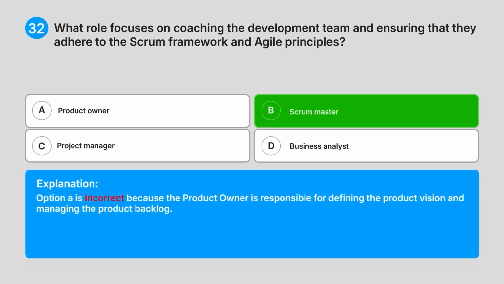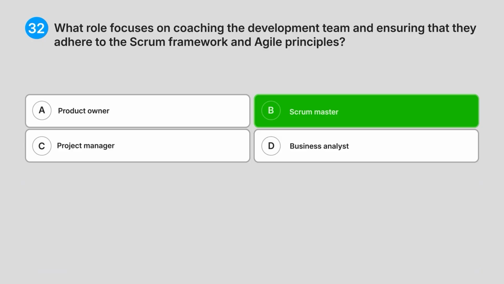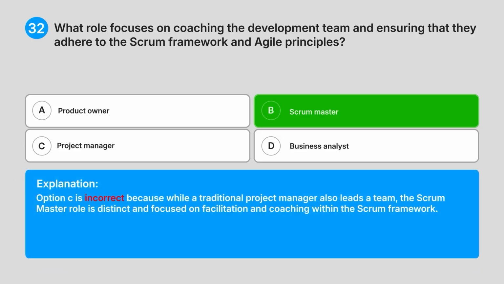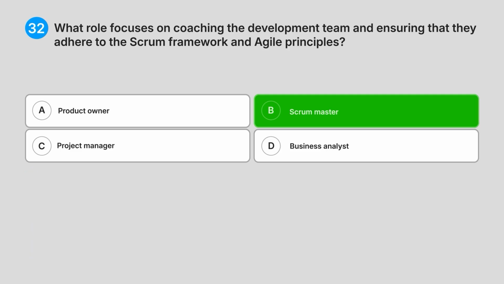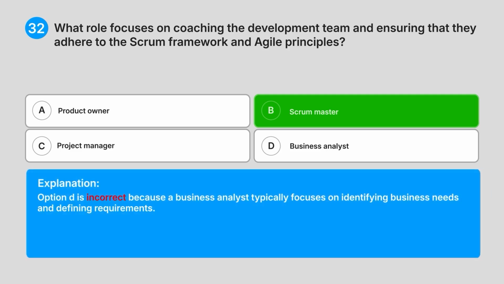Option A is incorrect because the product owner is responsible for defining the product vision and managing the product backlog. Option C is incorrect because while a traditional project manager also leads a team, the Scrum Master role is distinct and focused on facilitation and coaching within the Scrum framework. Option D is incorrect because a business analyst typically focuses on identifying business needs and defining requirements.